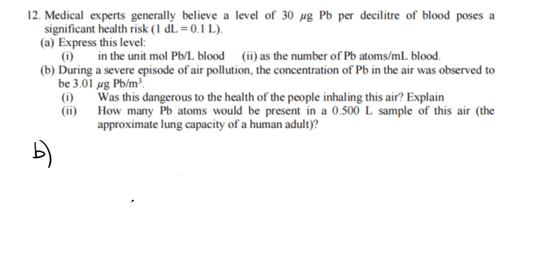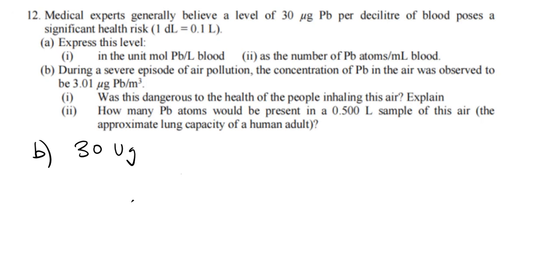We've been given the dangerous threshold. Okay, they've told us 30 micrograms of lead per deciliter of blood poses a significant health risk. So it's the same question: we're going to say this is 30 micrograms, the one that is very dangerous.